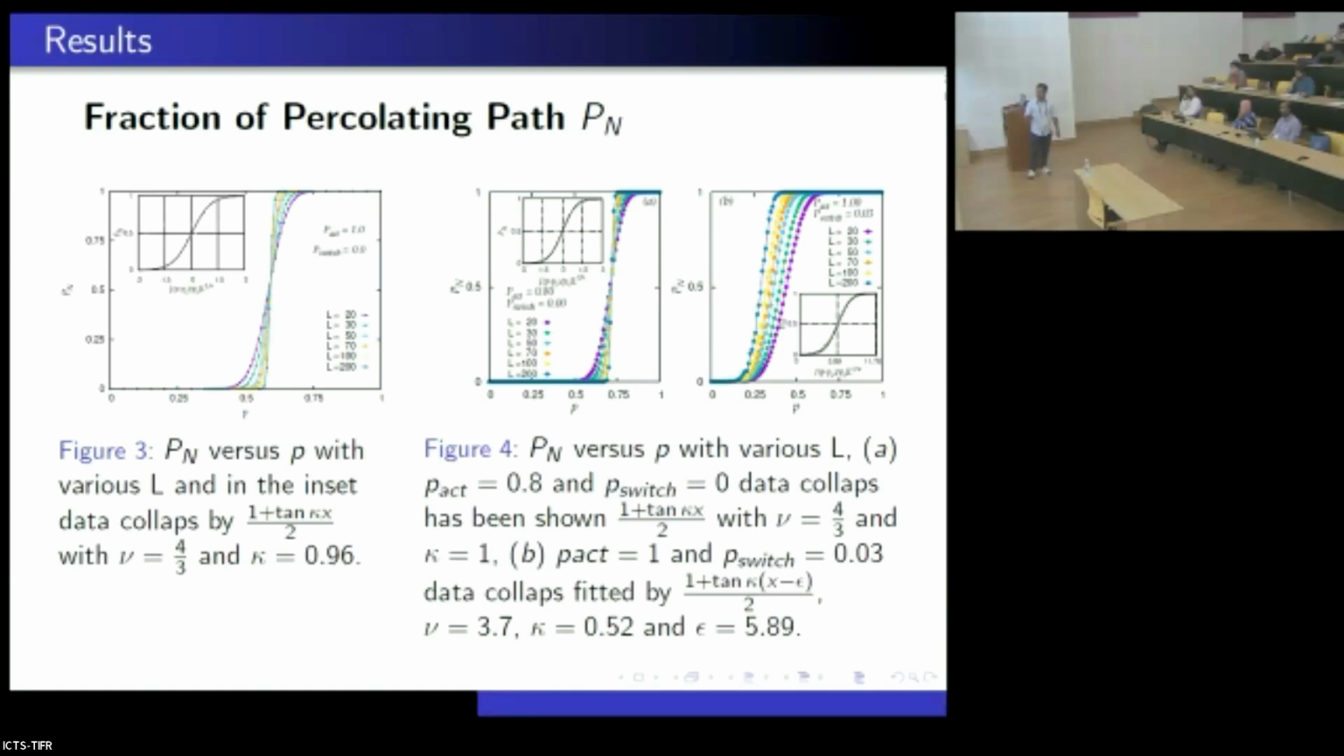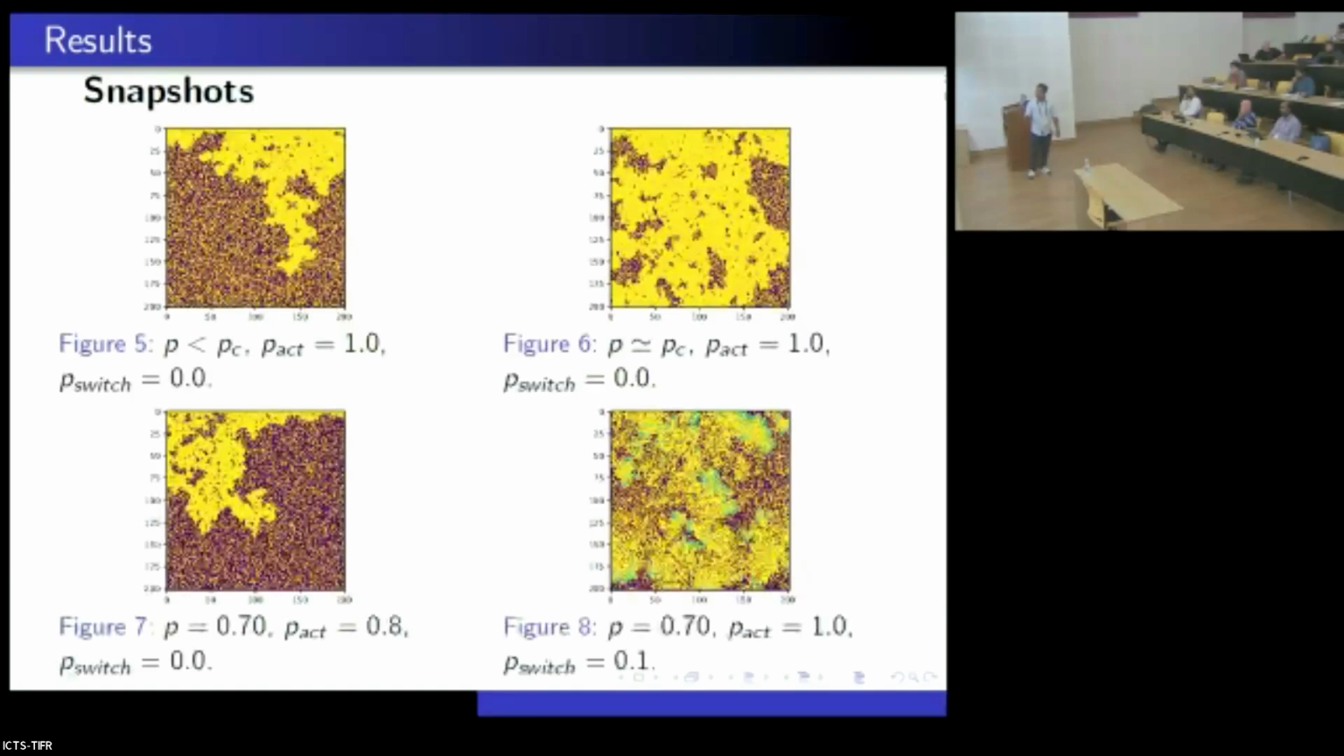In the insets, we have shown the data collapse also. Here are snapshots of our system. The first one is P-act 1 and P-switch 0. In this case, the PC value is 0.59. We set just below 0.59, and we can see that there isn't any percolating state. The clusters of inactive cells are finite here.